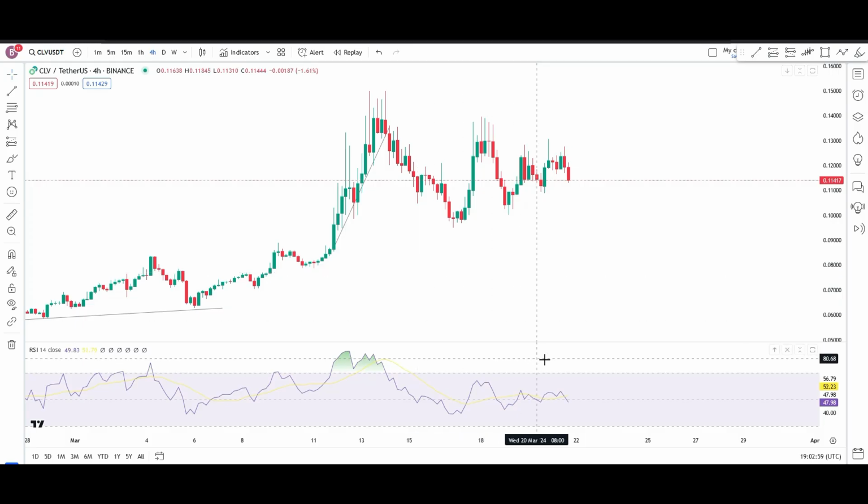A quick recap. This region here is what we call the overbought region, which is the 70 mark. Anything below the 30 is what we call the oversold region. When price gets to this overbought region, we anticipate that the price will dump. And when price drops to this oversold region, we anticipate that the price should rise. This is the major practice.